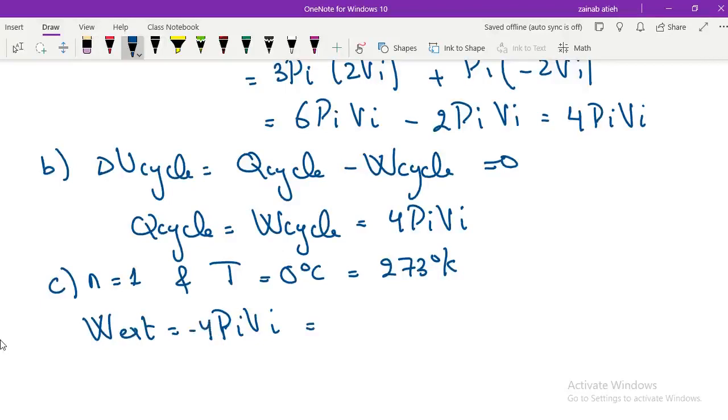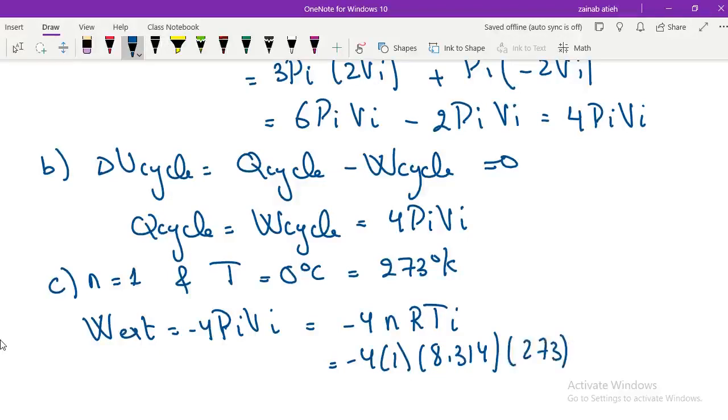He gave me the temperature, so I will replace PI VI with R T initial, and I will substitute minus 4, n is 1, R is equal to 8.314, and the temperature is 273, and I will get minus 97.8 joule. And this is the answer.